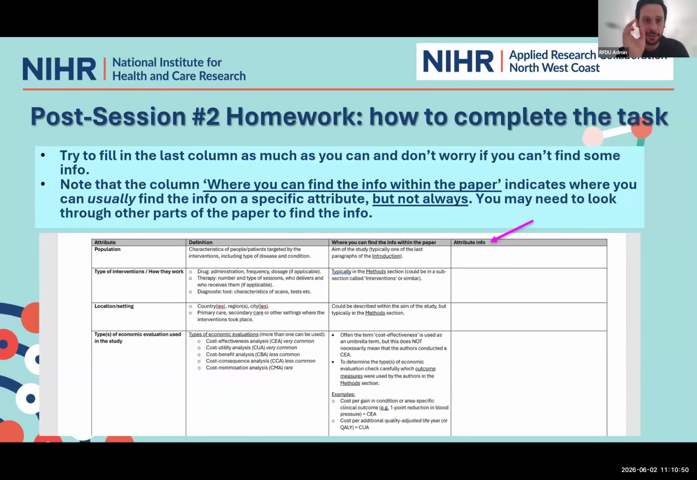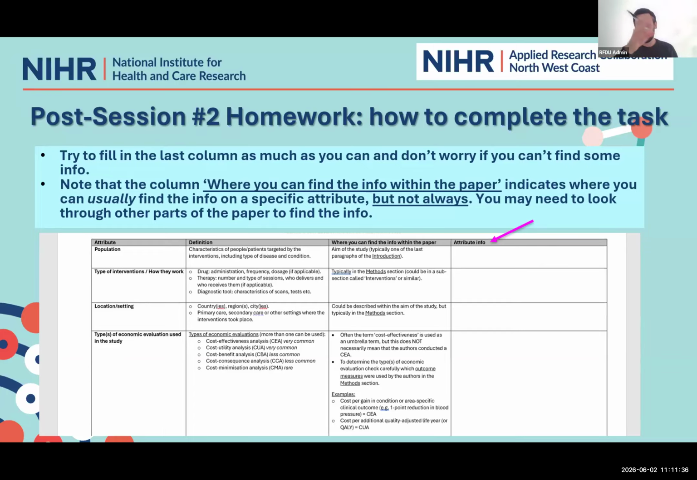You can open that document and you see this table. The table's got 4 columns. You got information about the attribute first, so the population, type of intervention, location, settings, the definition, and where you can find the info within the paper. Okay, that's typically where you should be able to find this information. There might be some exceptions, like the authors didn't describe the location properly, or the type of economic evaluation properly, and so on. So there might be some exceptions, and we could possibly point these limitations out in our commentary. But if you're able to find the information, just simply copy and paste the information in the last column, okay?